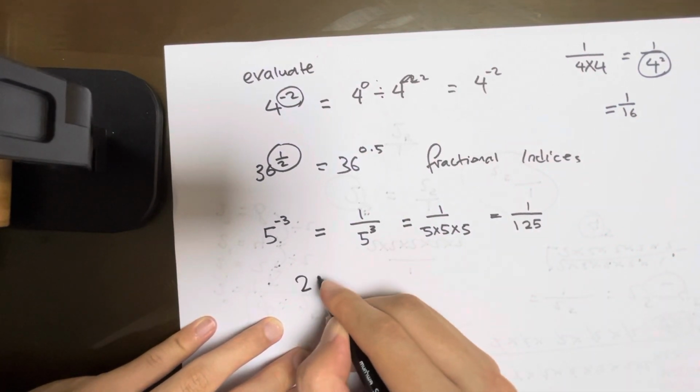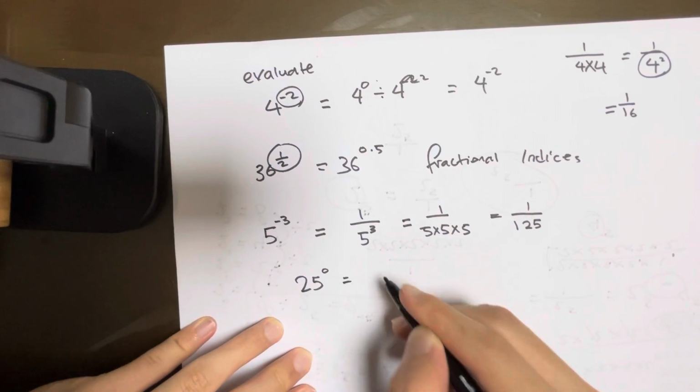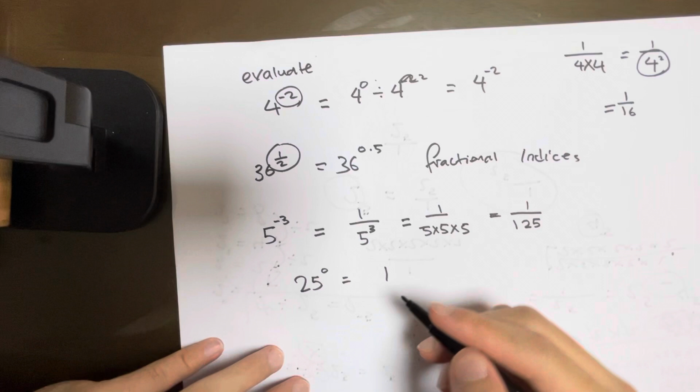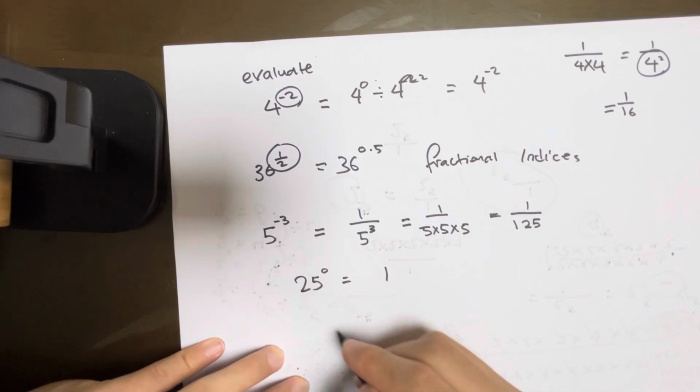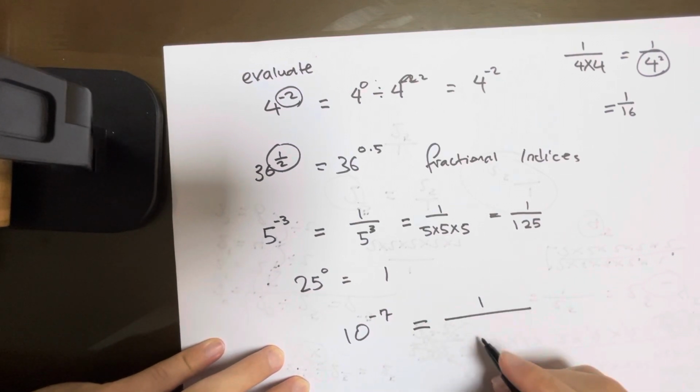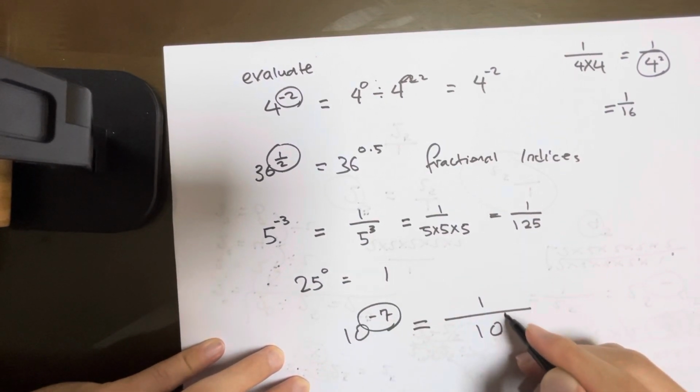Remember, anything to the power of 0, so say 25 to the power of 0, is always equal to 1. This is an important rule of indices. All right, that's basically all you have to know. Whatever number you have, 10 to the power of negative 7, all you have to do is put 1 on top, divide it by the number, and you flip the sign to a positive.